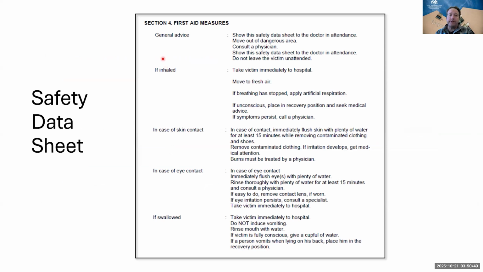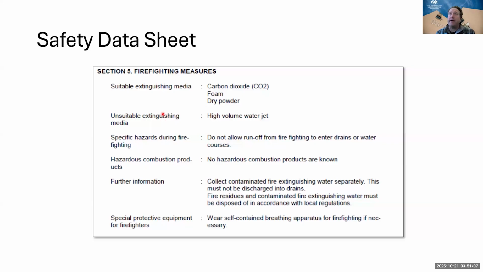Here are the first aid measures, and so you should be familiar with how to perform first aid on yourself or a coworker if you get exposed to it. So this is what you do if you inhale it, if it gets on your skin, if you get it in your eye, and if you swallow it. If there's a fire, what are the measures that firefighting should take? It tells you about what sort of fire extinguisher you need. It tells you that a high volume water jet is unsuitable. It talks about other specific hazards that need to be accounted for if you're doing firefighting for this chemical.